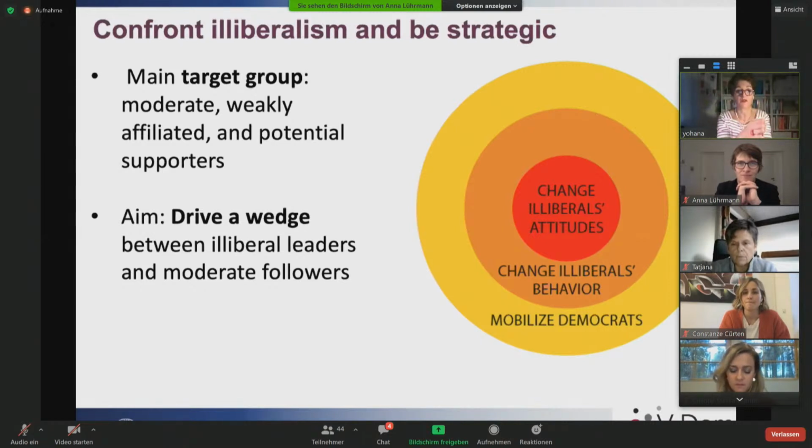And as such, that kind of work really helps us to understand who those people are. Who are those moderate, weakly affiliated and potential supporters, right? What are the things that make them tip, and what are the things that would make them tip back? What are the things that are missing in their lives? What are the things that are missing in their education? What are the things that drive them in that direction in the first place?